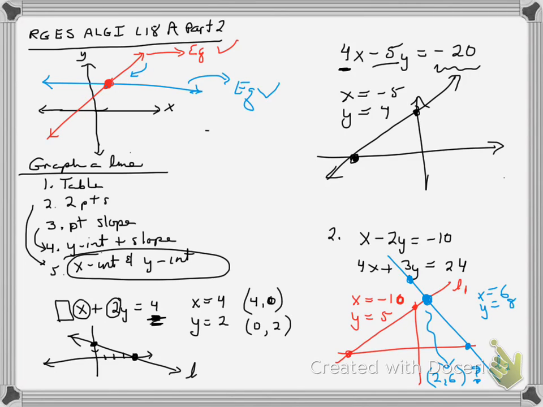Okay, so that's all you need to do for 1 through 9 odd. Now it says 11. It says surprising. Okay, I'm going to let you look at that and bring any questions you might have to class.